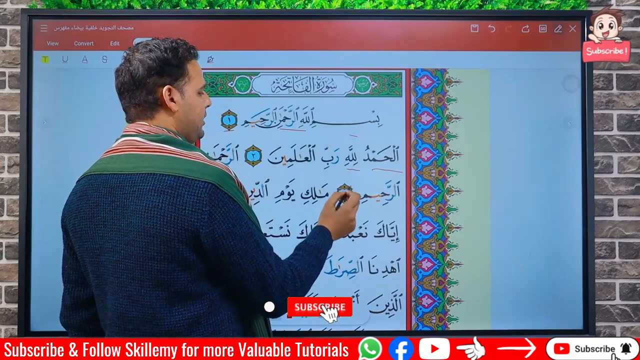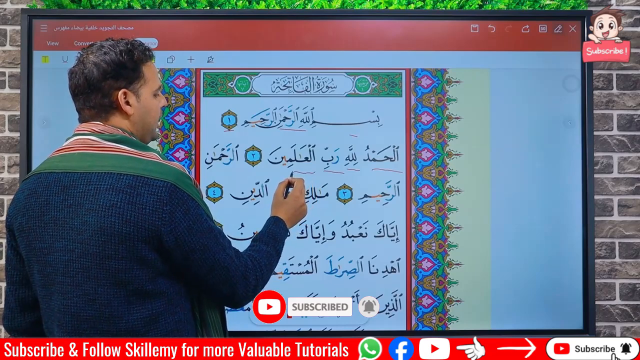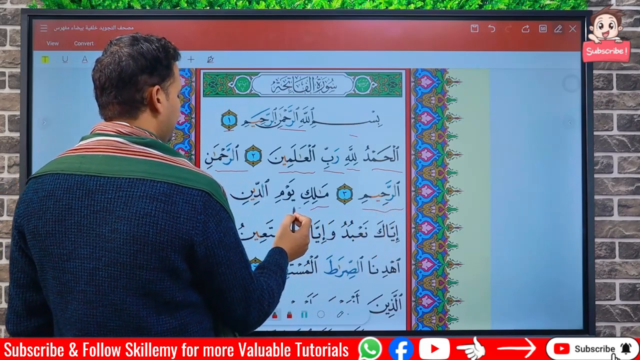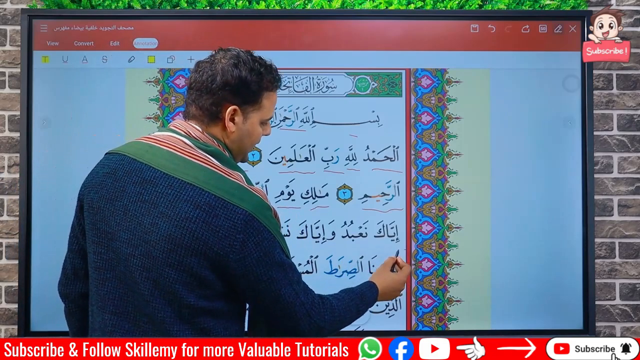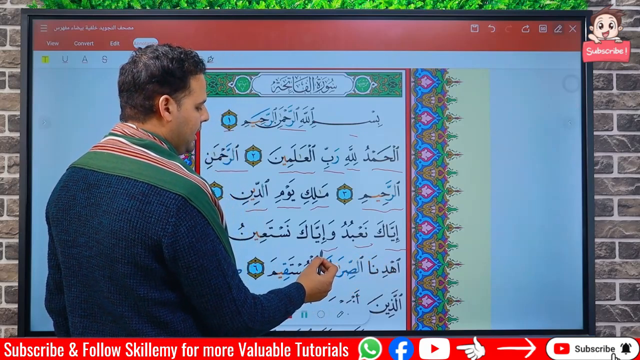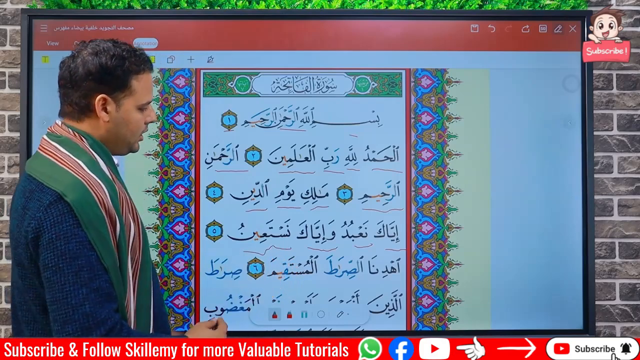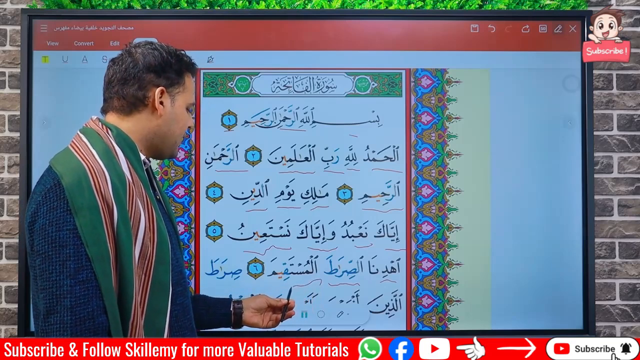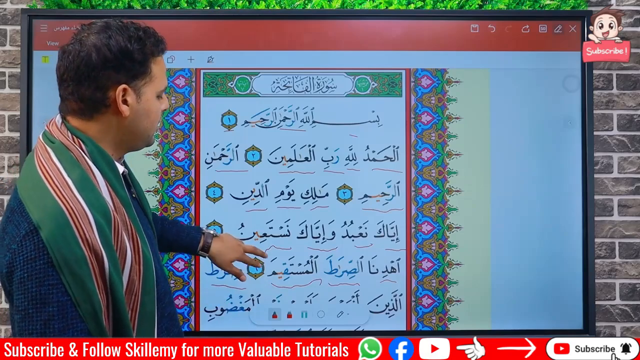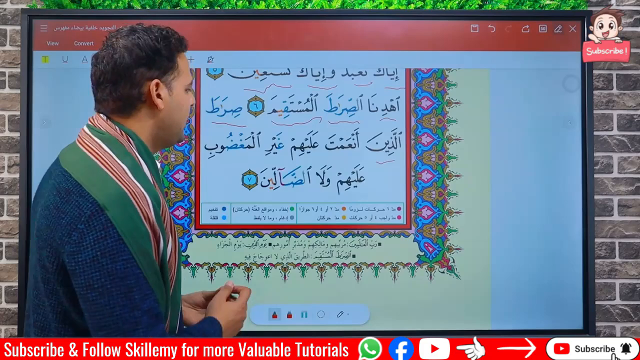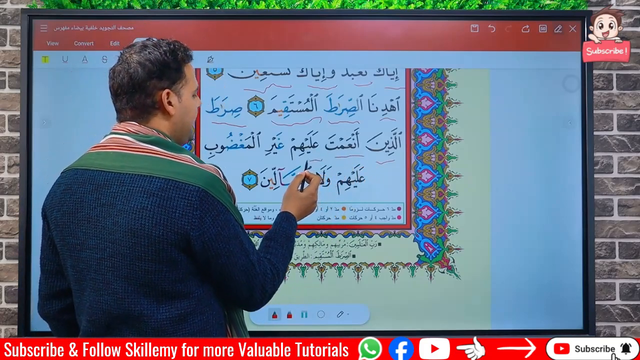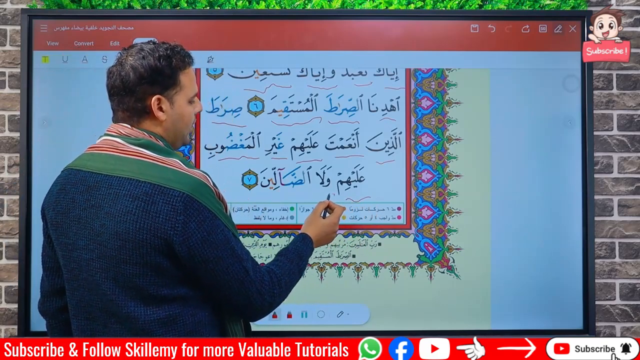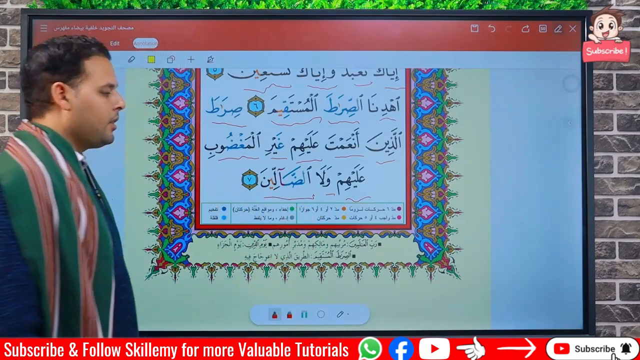Alhamdu lillahi Rabbi al-Alamin ar-Rahmani al-Rahim Maliki Yawmi al-Din Iyaka na'budu wa iyaka nasta'in اهدنا الصراط المستقيم صراط الذين أنعمت عليهم غير المغضوب عليهم ولا الضالين. Okay, this is the reading.